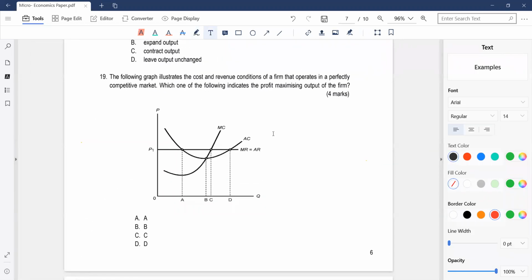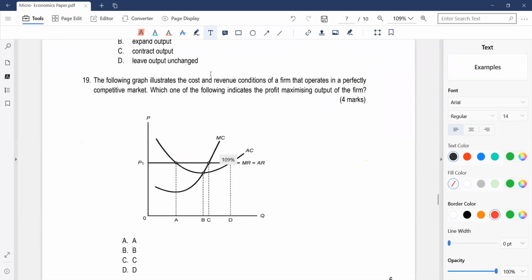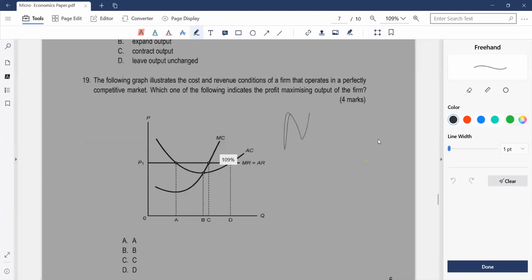Number 19 is almost the same scenario. They are testing you on the same thing. Don't forget our golden rule: MC is equal to MR. This is the profit maximizing position of a firm. The following graph illustrates the cost and revenue conditions of a firm that operates in a perfectly competitive market. Which one of the following indicates the profit maximizing output? Profit is always maximized when MC is equal to MR, where MR is this one and this is MC. So which is output C. The answer is C, which is number 19. Number 19 is C. Any questions on question number 19?